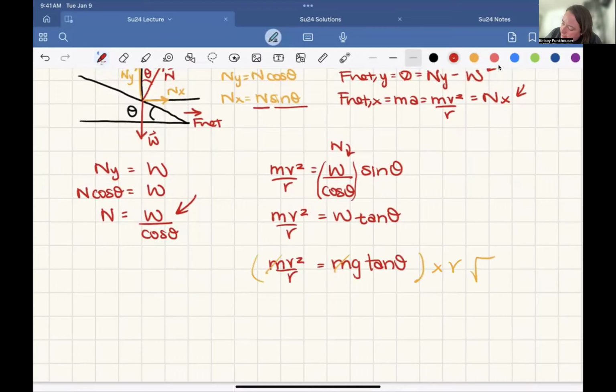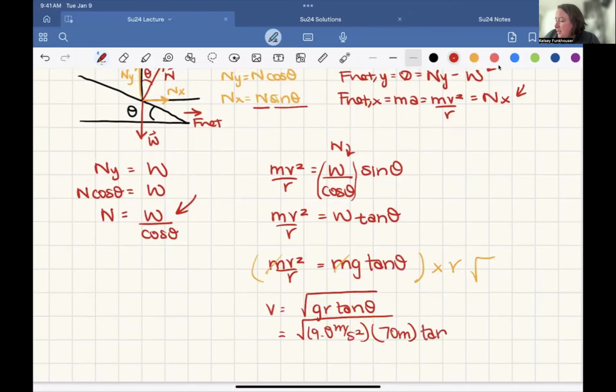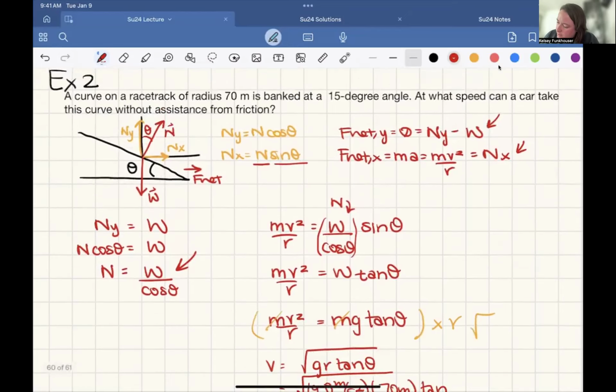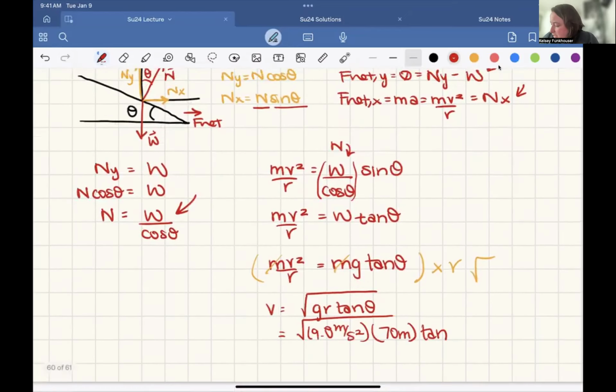This time we get that the velocity equals the square root of g r times tangent of theta. So it's a little bit different, but pretty similar to the equation from the last example. And then we'll plug things in. 9.8 meters per second squared times 70 meters times tangent of 15 degrees.